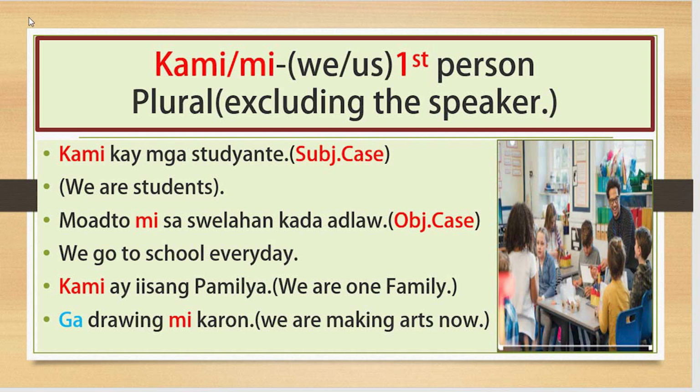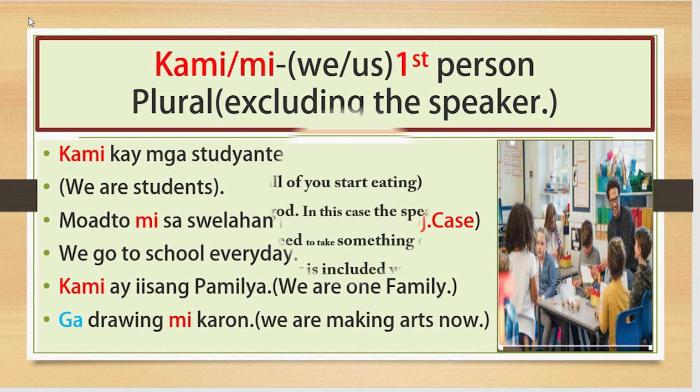"Usa kami, iisang pamilya." This is actually Tagalog, iisang pamilya. In Cebuano, you can say, "Kami kay usa ka pamilya." We are one family. "Usa kami ka pamilya." We are making art now. I mixed it up with Filipino again. Iisa or usa. Okay? It's almost the same though. Usa og isa.